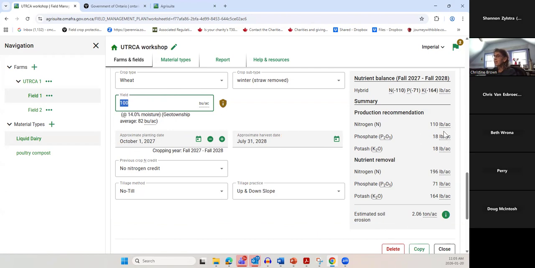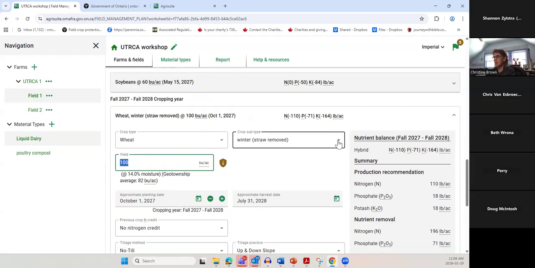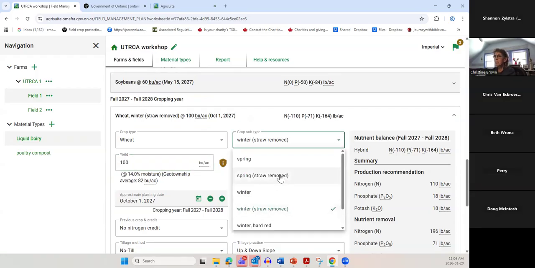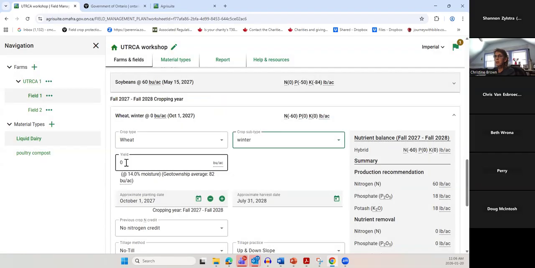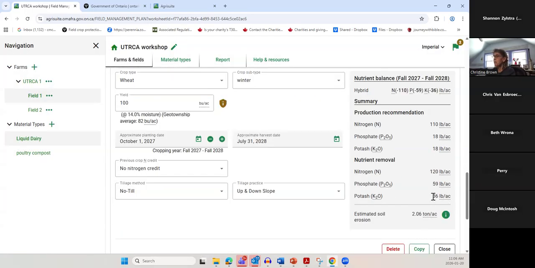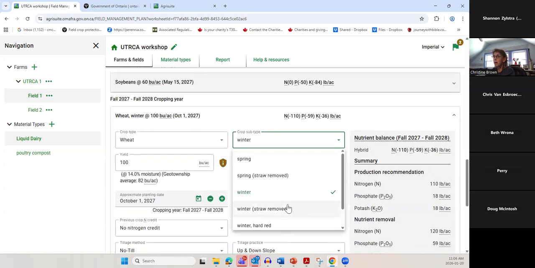Again, it's telling me that my crop recommendations wouldn't be adding a lot of nutrients, but if I look at my overall removal, it's going to be quite a bit higher, especially because I'm removing the straw. This is where you can try things. If I just have winter wheat where I'm putting the straw back, every time you change something, you have to put the yield back in, unfortunately. But see, instead of 110, I'm only removing 36. That makes a big difference in my removal numbers.